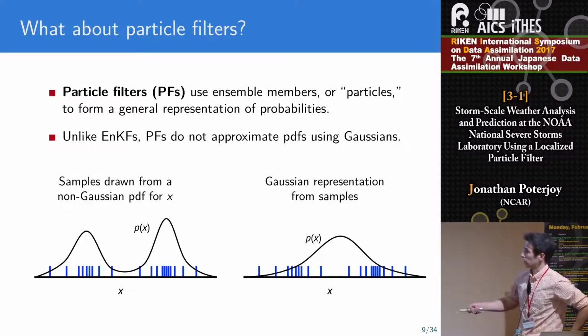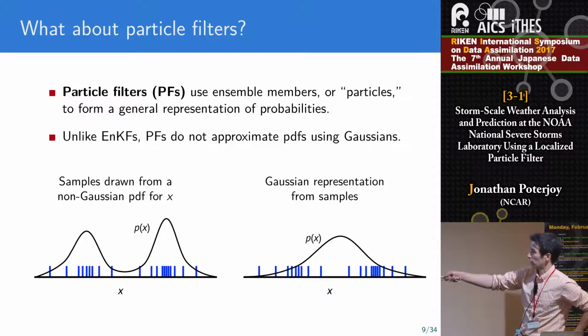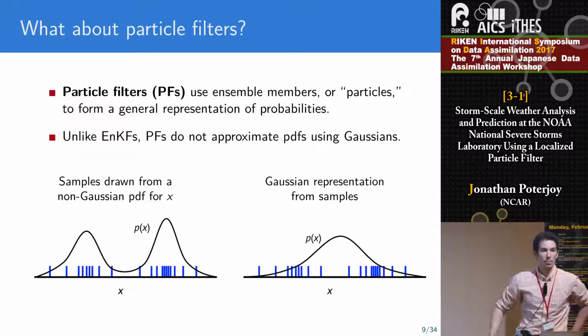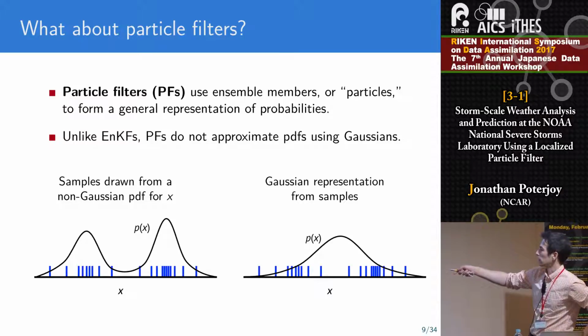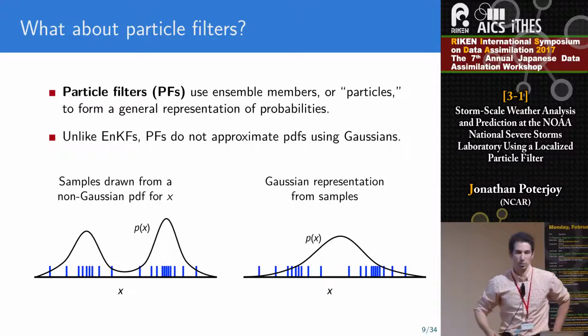And so what I'm showing here is just a demonstration in which I have some bimodal prior PDF P of x. If you draw samples from that distribution and use those samples to approximate a Gaussian, you get something that's completely the wrong result. And it has the highest probability in a region where technically the distribution has a pretty low probability.